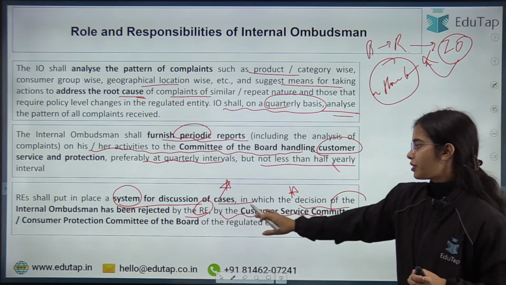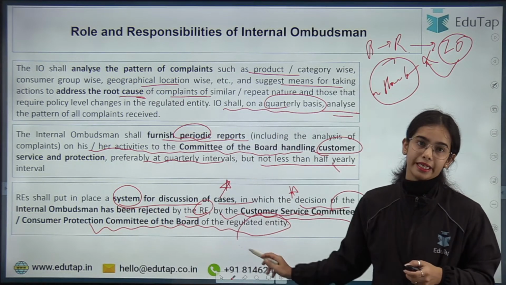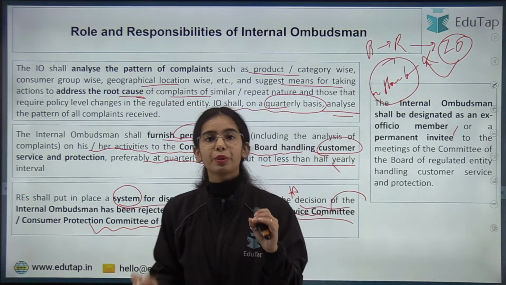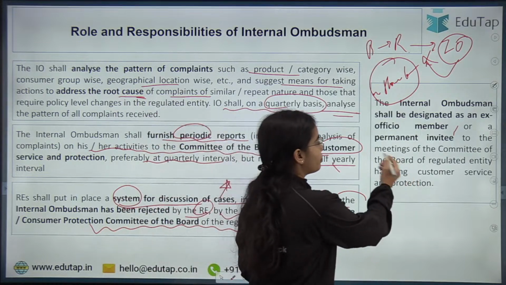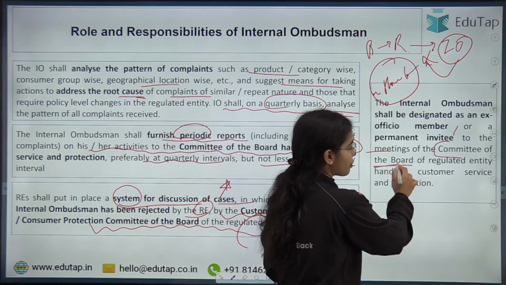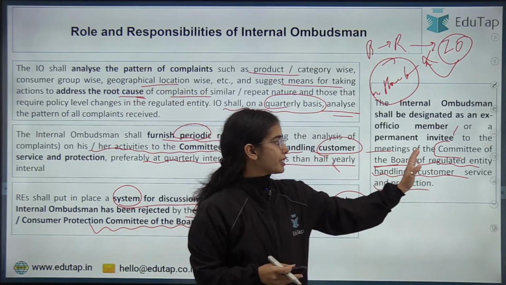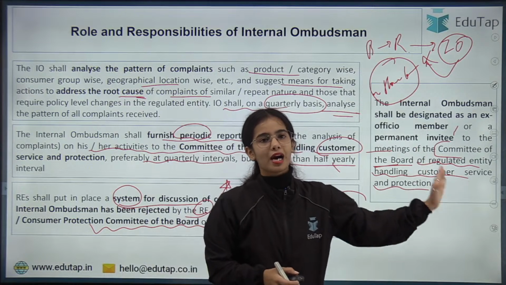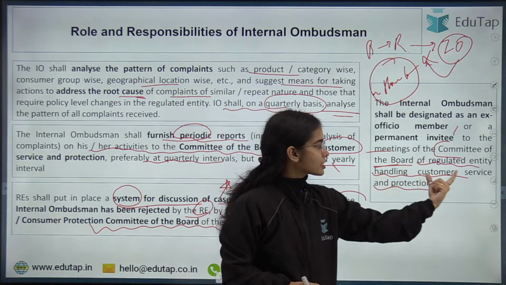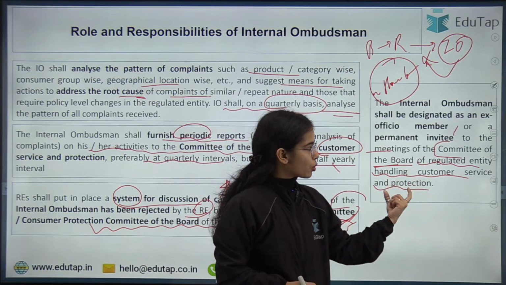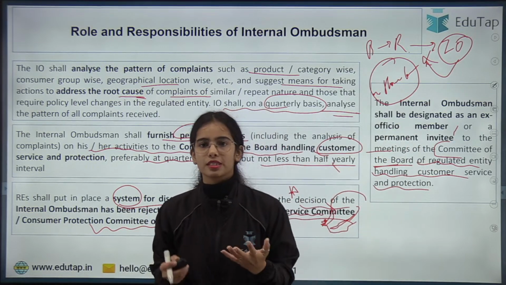So the discussion should happen with the customer service committee or consumer protection committee of the board of the regulated entity. And the internal ombudsman shall be designated as an ex officio member or a permanent invitee to the meetings of the committee of the board of the regulated entity handling customer service and protection. So in the committee of the board of the regulated entity, the bank, the NBFC or such, one position is for the internal ombudsman. So this is the idea.